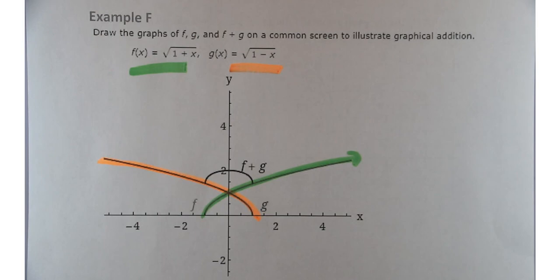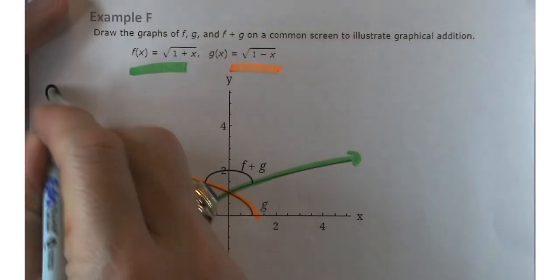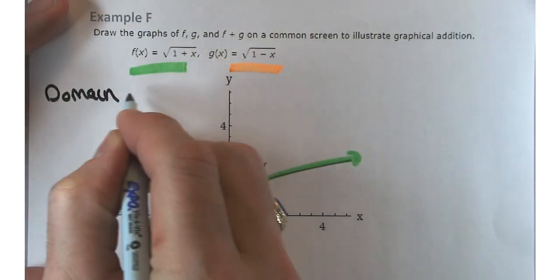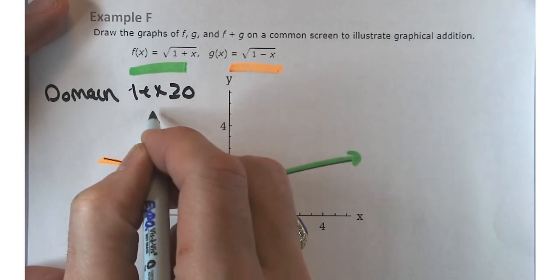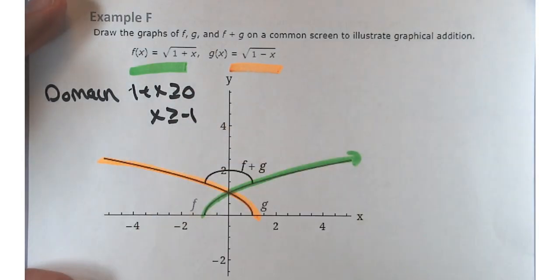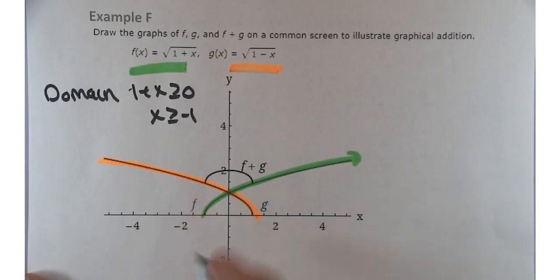So you can do that a couple ways. You can look at the graph, figure out the domain of each of these, or you could just figure it out this way. So the domain is going to be where 1 plus x is greater than or equal to 0, or in other words, x is greater than or equal to negative 1. Okay, so that's right here, negative 1 to infinity.